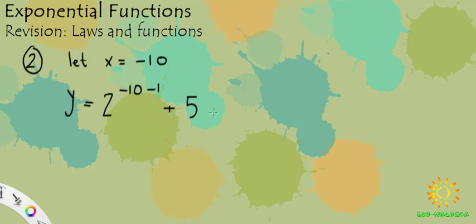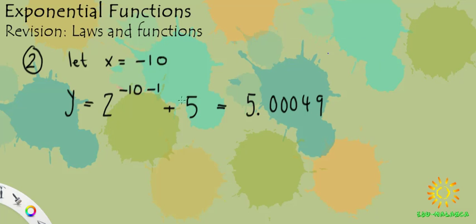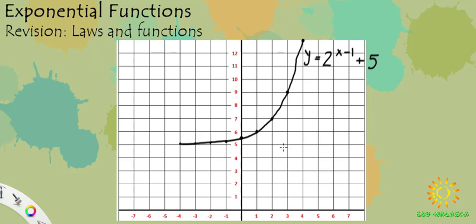Again, plug this into your calculator and the answer that you'll get is 5.00049. So as your x values become large negative numbers, you moved from negative 1 all the way to negative 10. What we're noticing is we're getting closer and closer to 5. This is also visible on the graph.